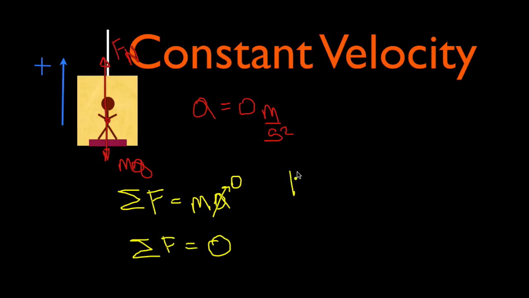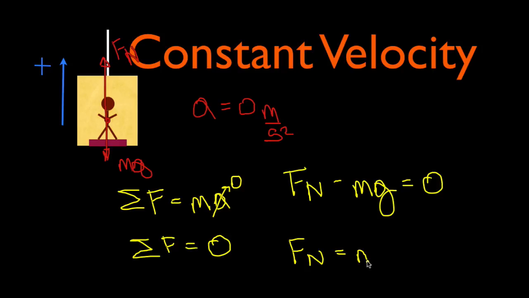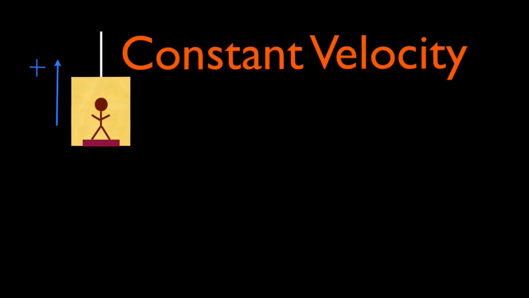Let's add up the forces again, and you get Fn in the positive direction, and you get mg in the negative direction, and those are equal to 0. And once again, just like when we were at rest, Fn, the normal force, is equal to mg, and the scale has come back to reading your true weight, or your weight when you're at rest, because now you're moving at a constant velocity, and just like when you're at rest, you are not accelerating. All right, so now the normal force is equal to mg. Okay, let's go on to the last one.